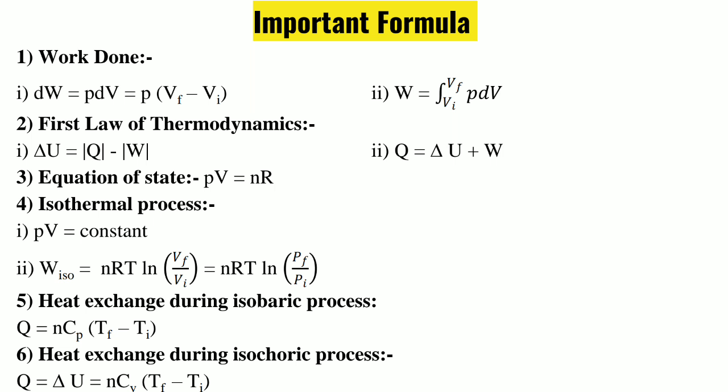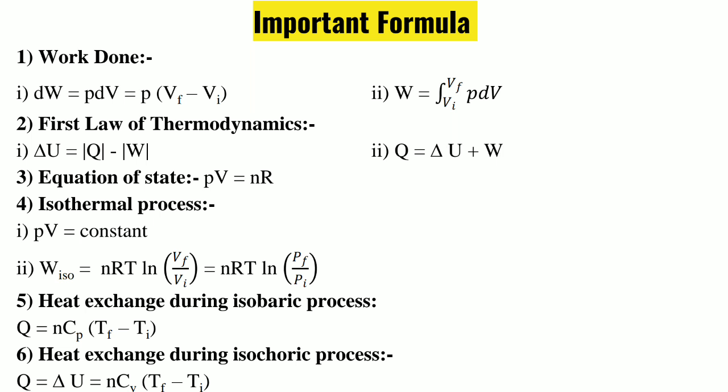Pressure is remaining constant, so it can be written as P (Vf minus Vi). First law of thermodynamics: delta U is equal to Q minus W. Equation of state: PV is equal to nRT. Over here T should be there, printing mistake. Isothermal process. Isothermal means what? Temperature remains constant.